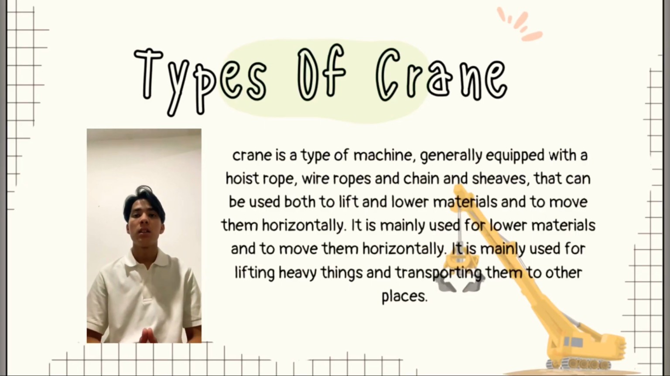Types of crane. A crane is a type of machine that is generally equipped with a hoist rope, wire ropes or chains, and sheaves that can be used both to lift and lower materials and to move them horizontally. It is mainly used for lifting heavy things and transporting them to other places. The device uses one or more simple machines to create mechanical advantage and thus move loads beyond the normal capability of a human. Cranes are commonly employed in the transport industry for the loading and unloading of materials.